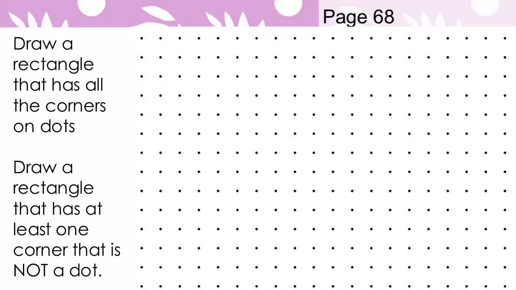What is a rectangle, guys? How can we explain a rectangle? How many sides does it have? 4 sides. What can we say about the sides? 2 long sides that are exactly the same length and they're opposite each other, and 2 short sides that are exactly the same length. And what do we say about the corners? They must all be connected.